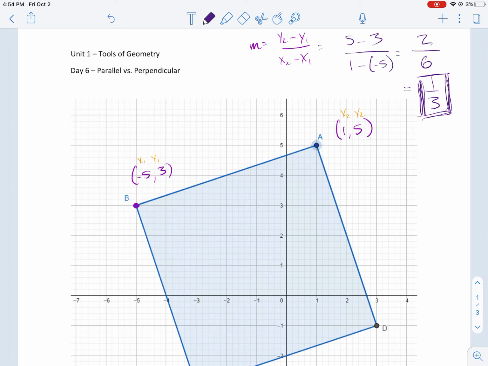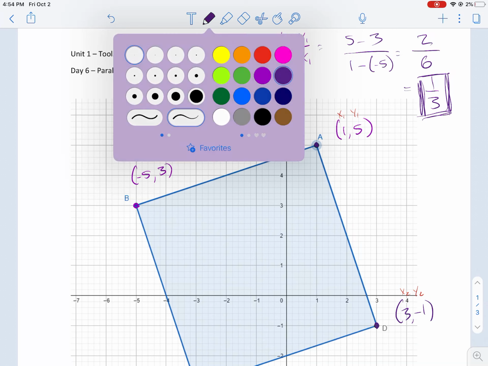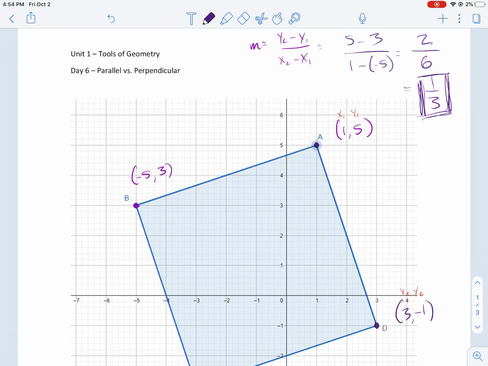Let's take a look at AD. Okay, so D, this point down here is (3, -1). Now I'm going to change this over here. I'm not using this point over here anymore, so I'm going to make this one x1, y1, and this one x2, y2. Plug it into this formula again.